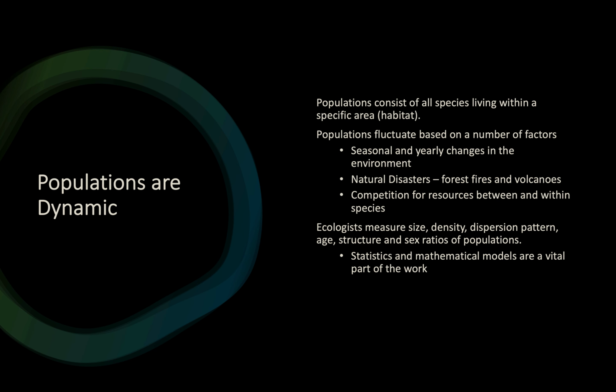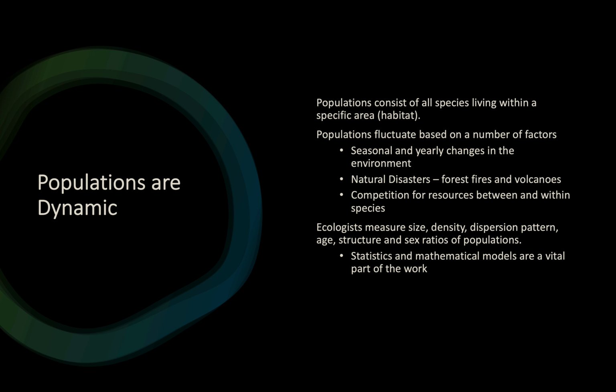Okay, so first let's start off by talking about how populations are dynamic. So once again, populations consist of all species living within a specific area or habitat. Populations do fluctuate, so the numbers fluctuate based on a number of factors. Seasonal and yearly changes in the environment, which could be those abiotic factors we discussed in the previous slideshow.